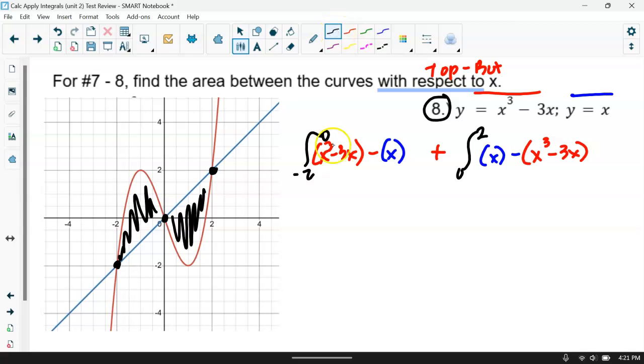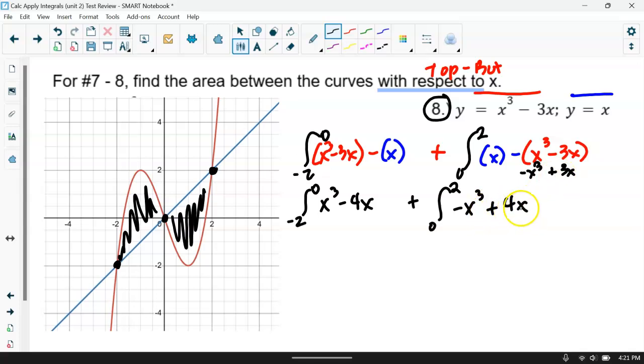So then here, if you notice with simplifying, this becomes -2 to 0 of x cubed minus 4x, because that's -3x minus x. We're going to add to that from 0 to 2. Notice here now, negative x cubed, because now negative and a negative makes this a positive 3x here. So that's how we get x plus 3x, which is now plus 4x. See again, notice we're changing the signs because we're flipping. So that's how you can also tell you're good to go.